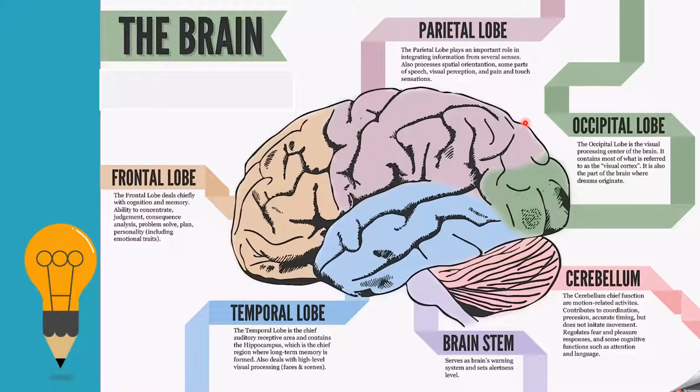So, the brain. You have the parietal lobe, the occipital lobe, the cerebellum, the brainstem, the temporal lobe, and the frontal lobe. Now, if we have a look here, it says the frontal lobe deals chiefly with cognition and memory, so its ability to concentrate, judgment, consequence analysis, problem solve, plan, personality, and emotional traits.